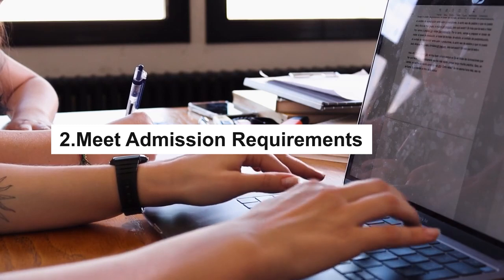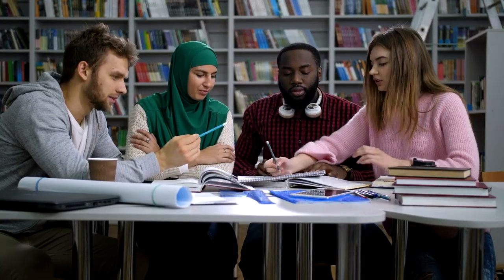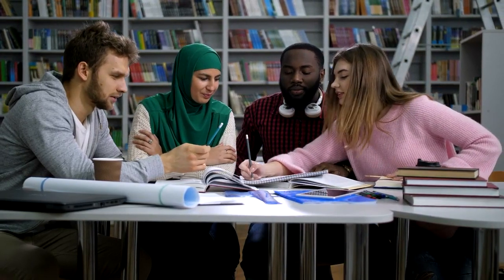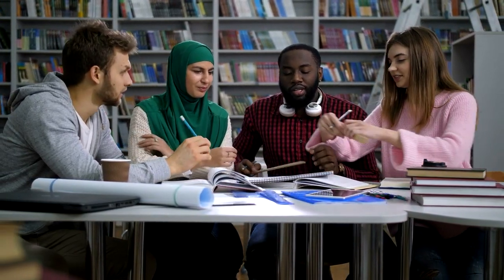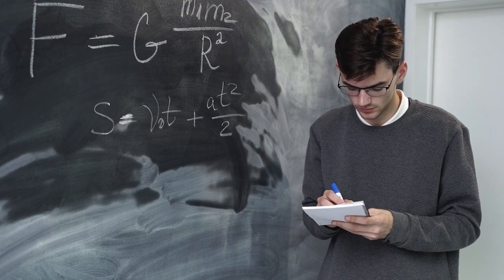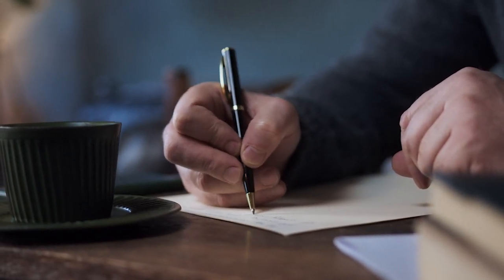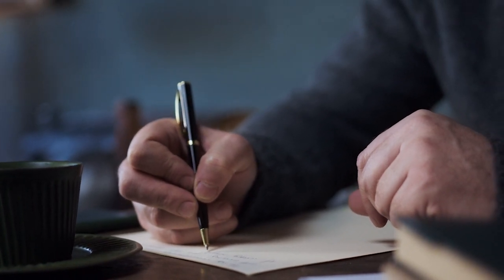2. Meet admission requirements. Review the admission requirements for your chosen universities and programs. This may include academic transcripts, standardized test scores, such as the SAT or ACT, language proficiency tests, such as the TOEFL or IELTS for English taught programs, or the CILS or CELI for Italian proficiency, letters of recommendation, and a statement of purpose or personal statement.